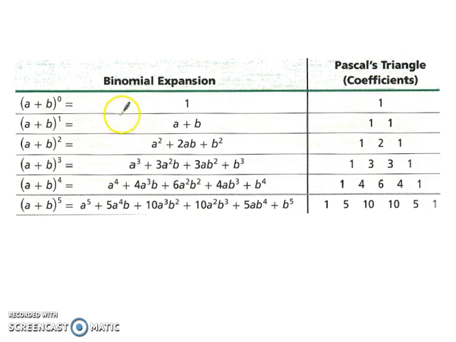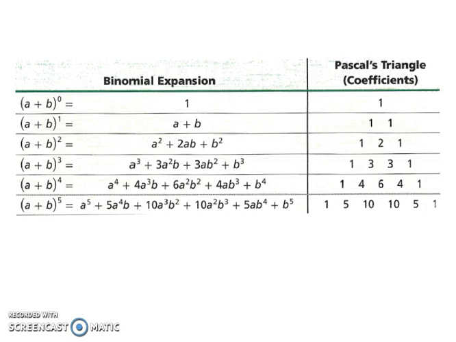So if you look at a plus b, that quantity to the first power, the coefficients of a and b are 1 and 1, so that's your second row of Pascal's triangle. Well, let's jump down to a plus b to the third. Meaning that you're going to look at the fourth row of Pascal's triangle. So we have 1, 3, 3, and 1. So our coefficients are 1, 3, 3, and 1.